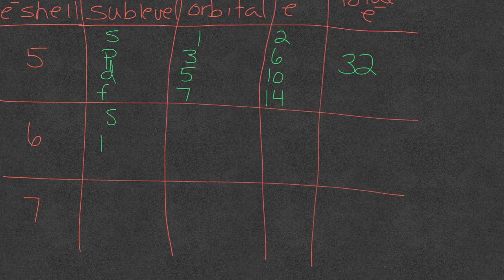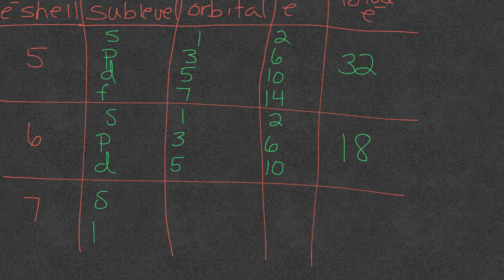So the 6th has S, P, and D sublevels. S has 1 orbital, can hold 2 electrons in that one sublevel. P has 3 orbitals. Each orbital can hold 2 electrons. That gives us 6 electrons total that can go in a P sublevel. D, 5 orbitals. Each orbital can hold 2 electrons, meaning 10 electrons can go into a D sublevel. This gives us a total of 18 electrons that can go into the 6th energy level.